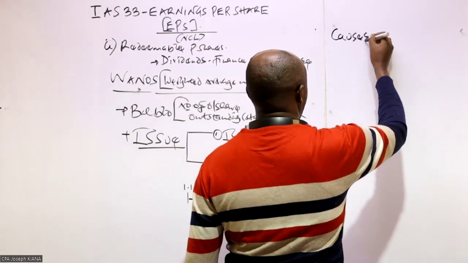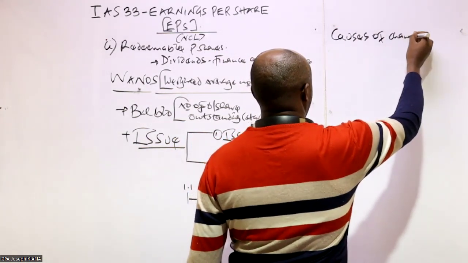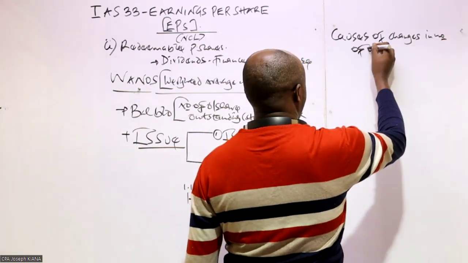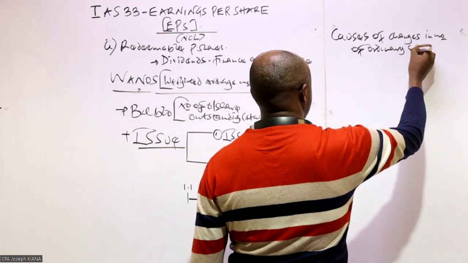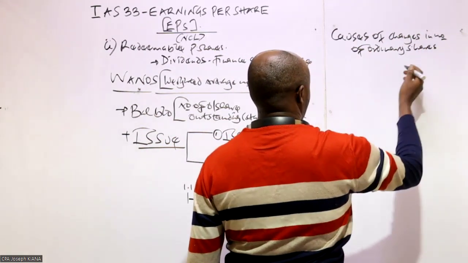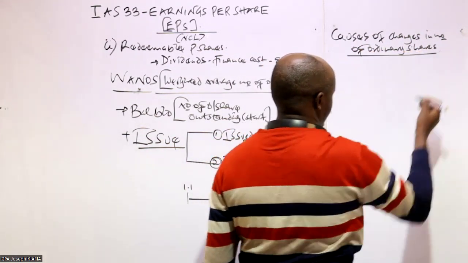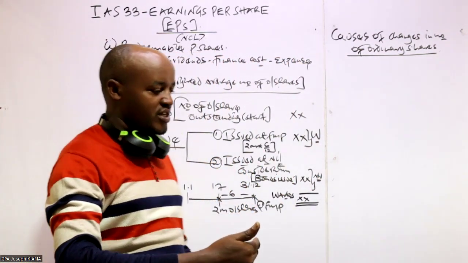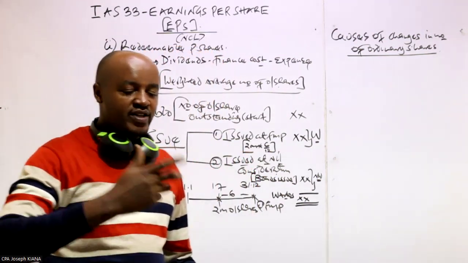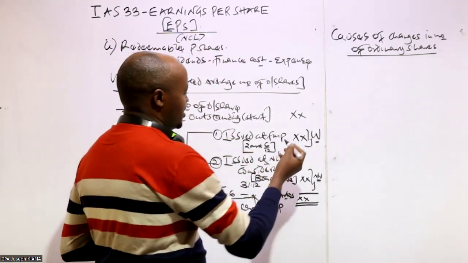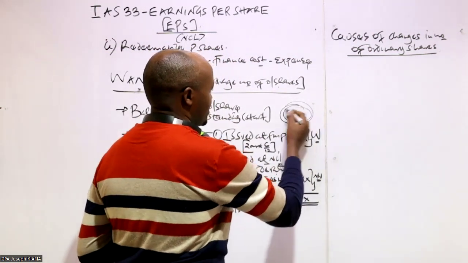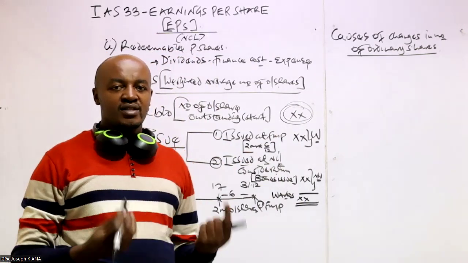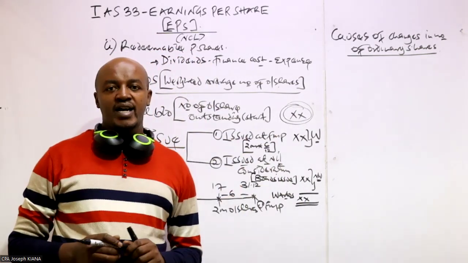So here we can talk of causes of changes in the number of ordinary shares. When we talk about the causes of changes in the number of ordinary shares, here we are talking of some of the reasons why the number of ordinary shares which were issued and fully paid at the start of the year will change. So basically that will change because there are some shares which were issued by the company during the current year.